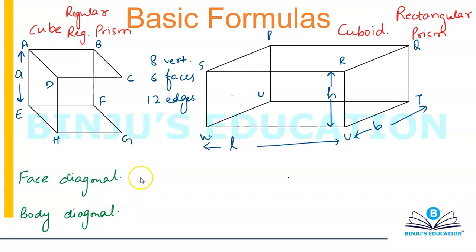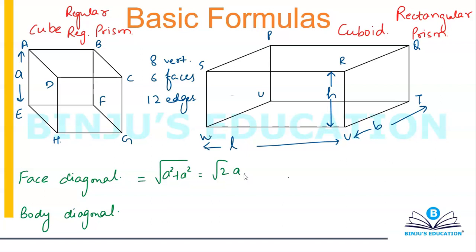So in the case of a cube, you can simply use the Pythagoras theorem. It's going to be simply under root of a square plus a square, which will be equal to root 2a units. Now all the faces are exactly the same. All the faces have equal edge length, so all of them are going to have a face diagonal equal to root 2a units.